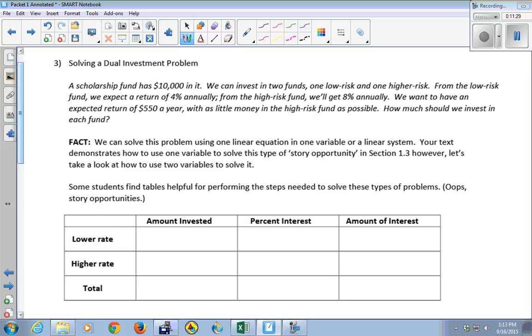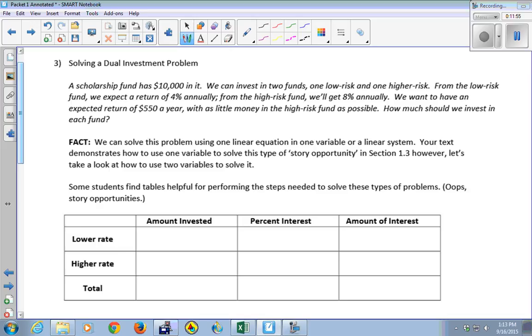All right, a scholarship fund has $10,000 in it. We can invest in two funds. One is lower risk and one is higher risk. From the low risk fund, we can expect to earn 4% annually. And from the high risk fund, we can get 8% annually. We want to have an expected return of $550 per year, but we want to put as little money in the high risk fund as possible, right?